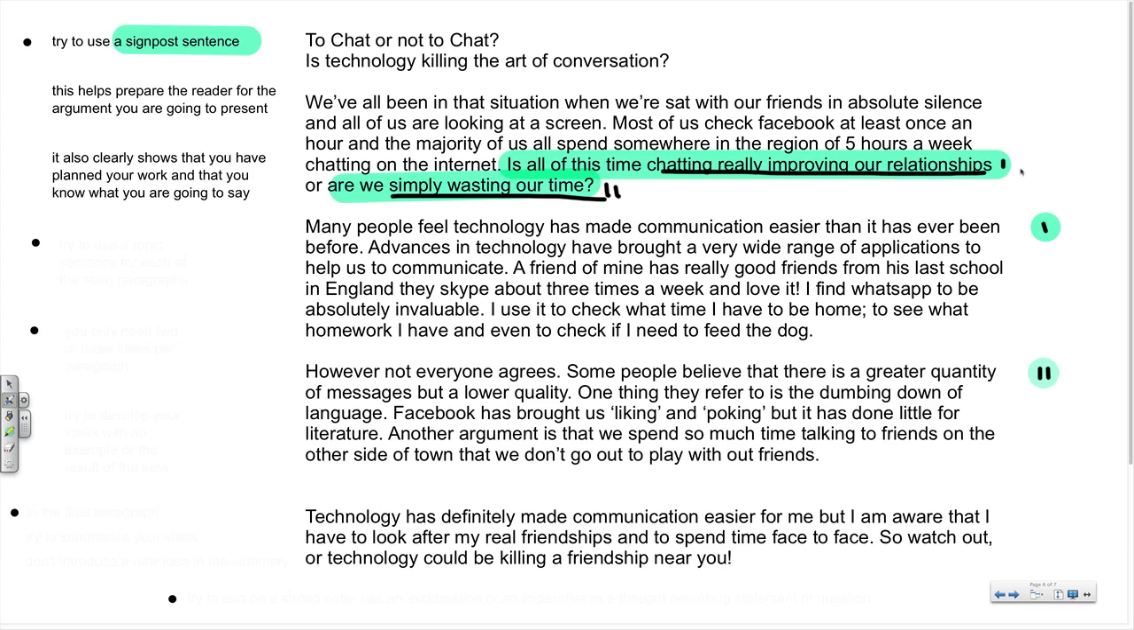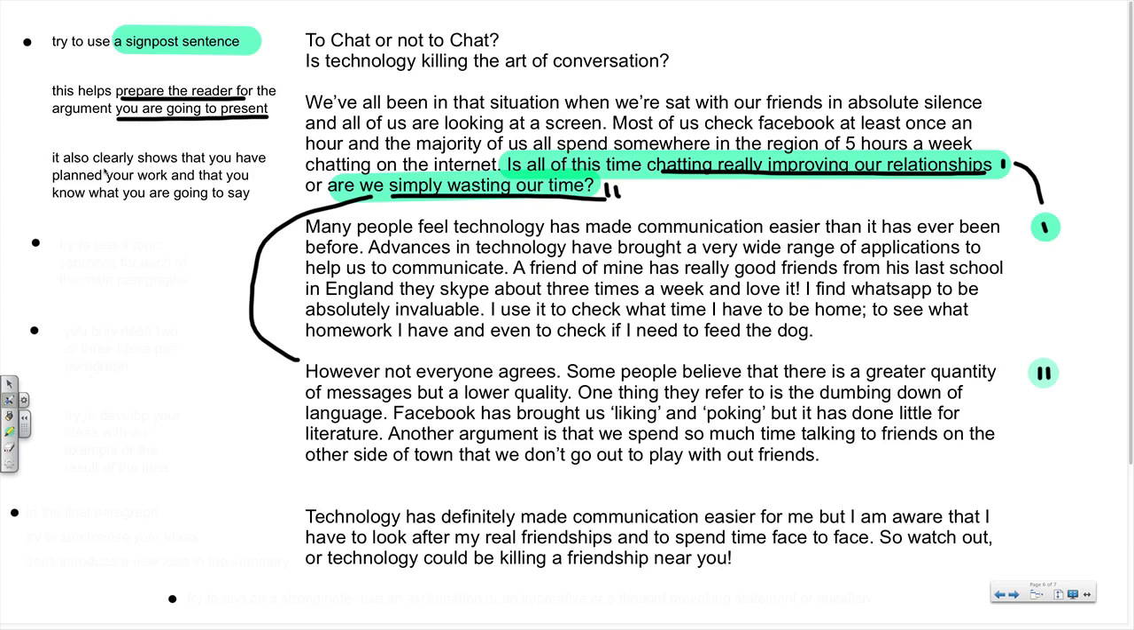This signpost sentence serves the purpose of preparing the reader for the argument that you're going to present, and it tells your reader that in the first paragraph I'm going to talk about this idea of communication being better or improving our relationships, while in the second main paragraph I'm going to talk about the negative features, how it could just be that I'm wasting my time, that this communication is not improving the situation. So this signpost sentence helps prepare the reader for the argument that you're going to present.